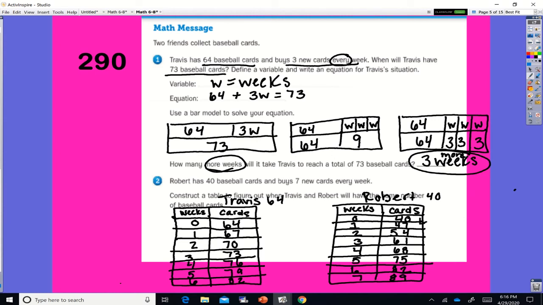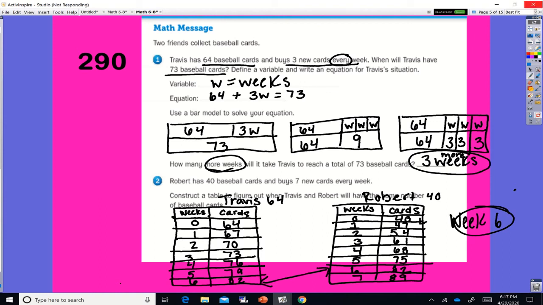Now when I look at this, I'm going to see, just like we do with least common multiple, which ones are the same. Well, I'm looking here, and at week 6, we both have 82. So that means at week 6, they're both going to have 82 cards. Now, if you have any questions on any of this, please let me know. I'd be more than happy to help you.